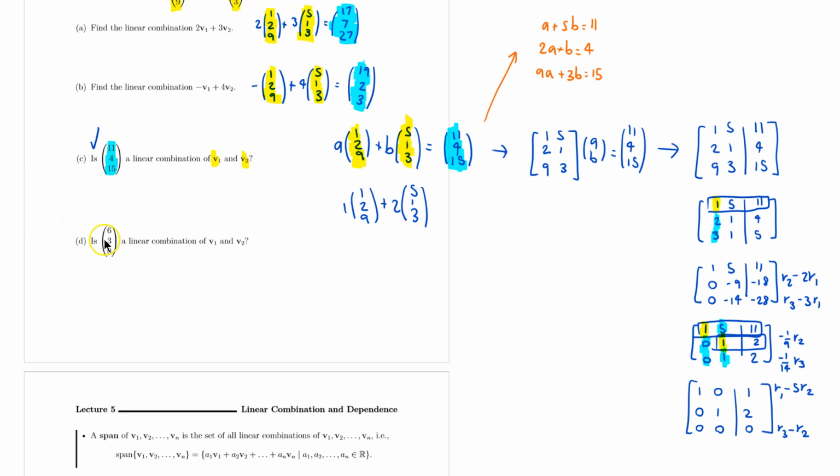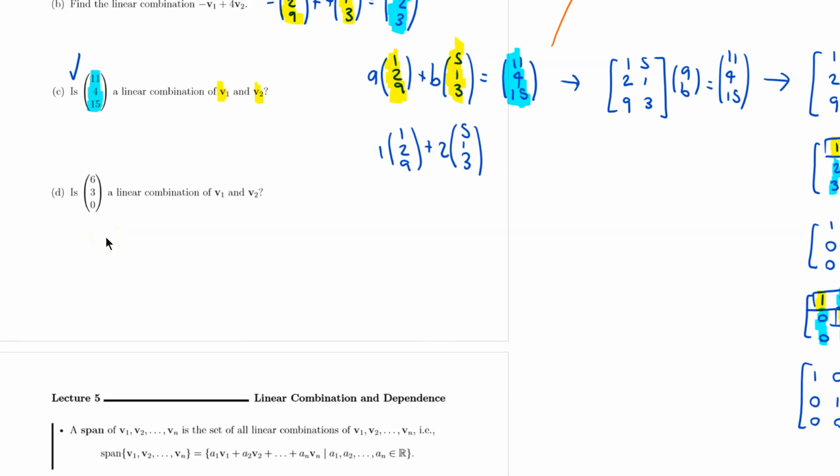So now let me try part D. I'd like to find if my blue guy, same thing here, is a linear combination of these two guys. So let me actually just go ahead and write out the equation. I'd like to see if I can find a and b such that a times v1 plus b times v2 equals my blue vector here, 6, 3, 0. I can turn this into the matrix form. That will just be 1, 2, 9, and then 5, 1, 3, and my right hand side is going to be 6, 3, 0.